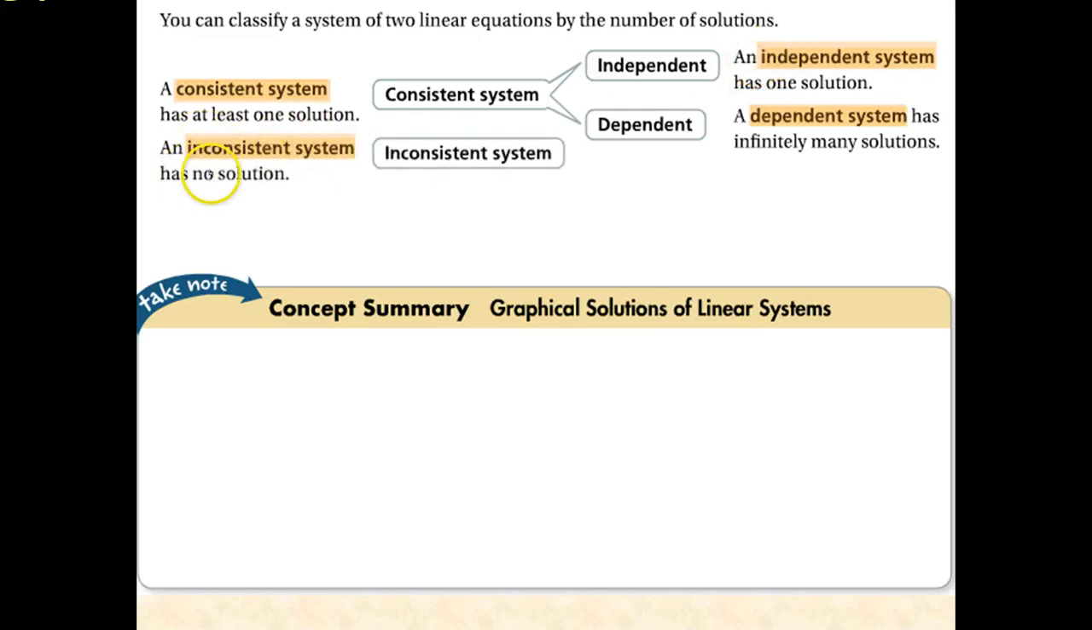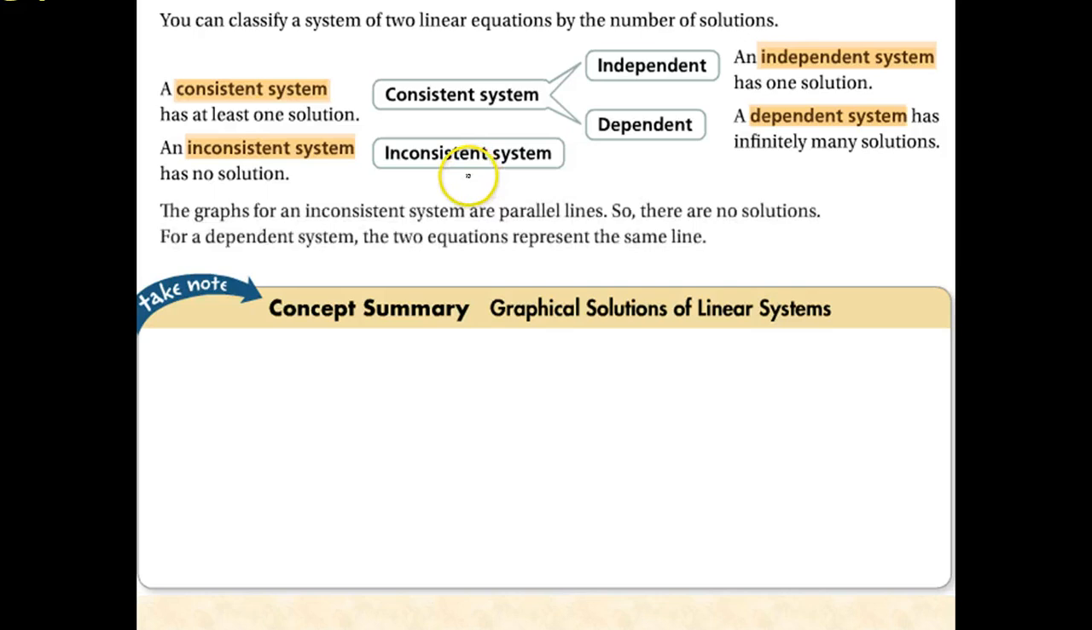An inconsistent system has no solutions. The graph for an inconsistent system is two parallel lines, so there are no solutions. For a dependent system, the two equations represent the same line, so there are infinitely many points where they intersect.